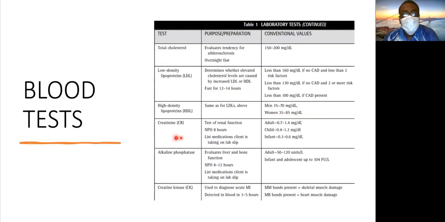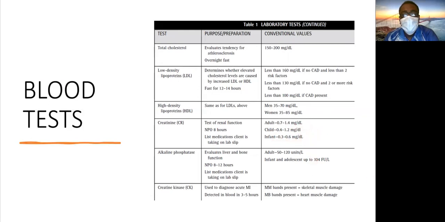You can also carry out your creatinine test, which is a test of renal function. You want to keep the client's nil per oral for 8 hours. Again, you need to list the medications the client is taking on your lab slip, because some medications can affect the creatinine levels. So for adults, your level should be between 0.7 and 1.4 milligram per DL. For children, it should be between 0.4 to 1.2 milligram per DL. And for infants, it should be between 0.3 to 0.6 milligrams per DL.